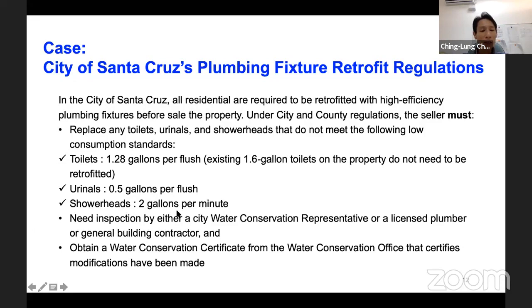And then the third one is the shower head. The requirement is 2 gallons per minute. It also needs to have inspection by either the city water conservation representative or a licensed plumber or general building contractor. And then they need to obtain a water conservation certificate from the water conservation office that certifies the modification has been made. Then they are able to sell their house.